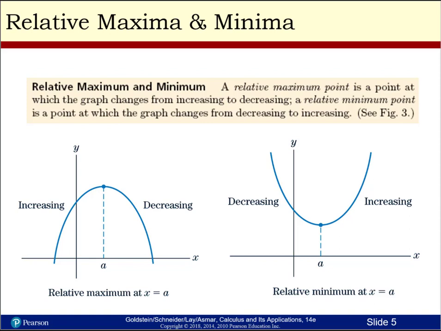So the maximum, we can see we have a graph that goes up and then it goes down. That very most top point is a relative maximum. That doesn't mean that it's the maximum of the whole function, it just means that it is a maximum relative to those points around it. The function could continue and curve back up and go higher. Likewise, we have a function that goes down and then it goes up, and that very bottom point is a relative minimum, minimum relative to those points around it.